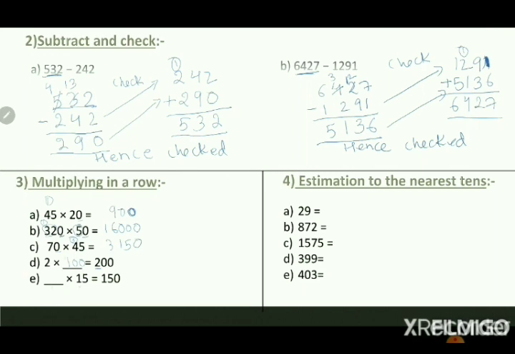Now E. In E, what you will multiply by 50 to get your answer as 150. So the answer has a 0, first we will write that 0 here, and you will see to 15 what you will multiply so that you get your answer as 15. So that is 1. So 15 into 10 is 150.